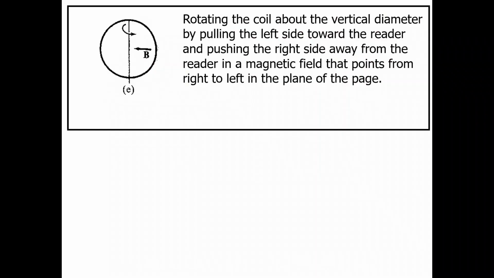All right, one more here. The loop starts into the page, and it says we're going to do a vertical diameter. We're going to pull the left side, so this side here is going to come out of the page towards you. Our magnetic field is pointing to the left. Just to clarify that one. So pause it and see what happens as you rotate that loop.